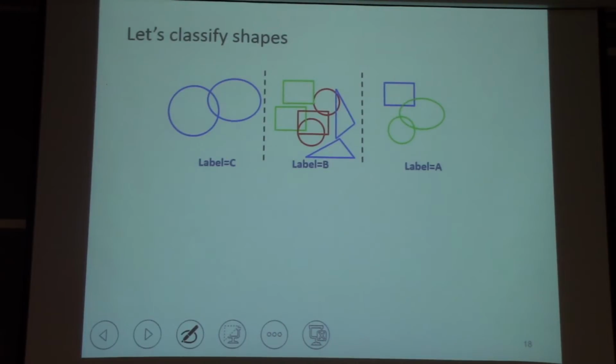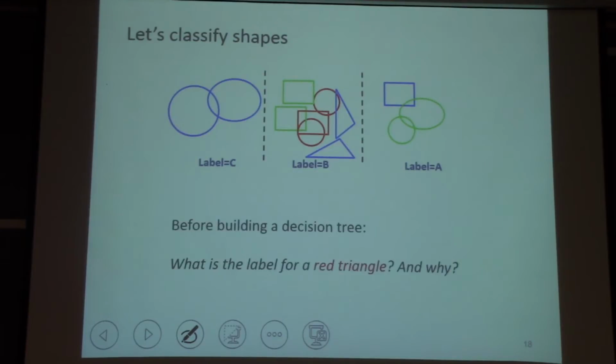Before we build a decision tree, a question for you is, based on this data set, what's the label for a red triangle? Who said a random color? What was that? B. Why? Because it's red. That's nice. And interestingly, because it's a triangle, also would work. So there's an example of generalization. Even without having seen a red triangle, you have a good guess as to what its label can be.